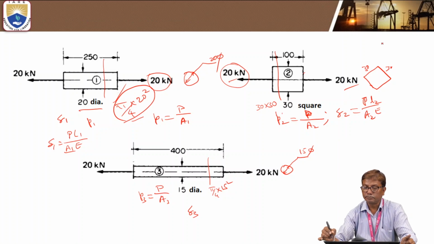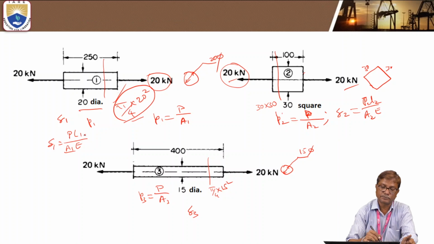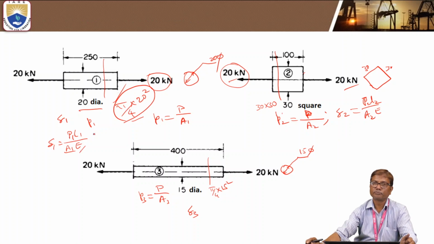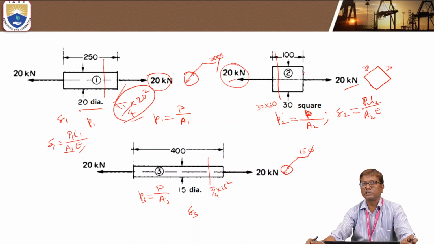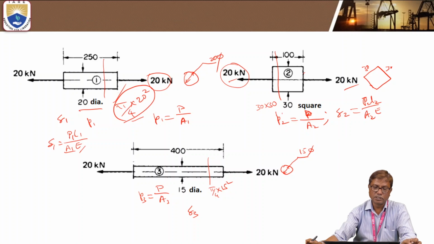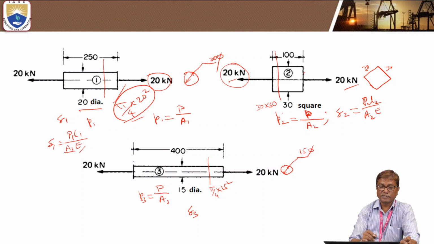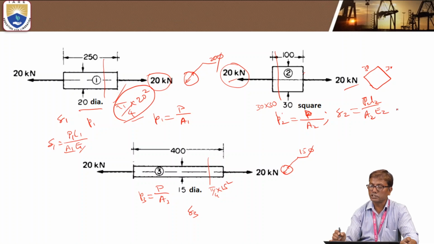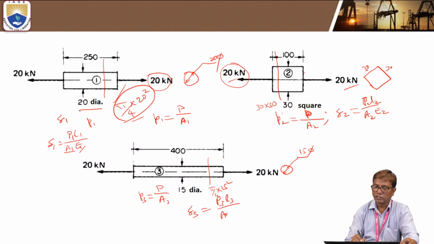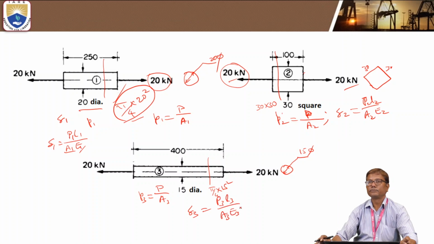Here P is the same. If P is different, then we will take P1, P2, etc. The general equation, we can take P1 L1 by A1 E. E is the same because the material is the same for all the three portions. If the material is also different, then we can take E1, E2 and so on. Most general expression: P3 L3 by A3 E3.